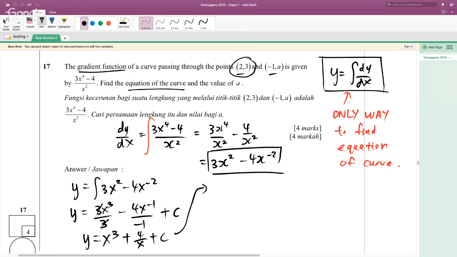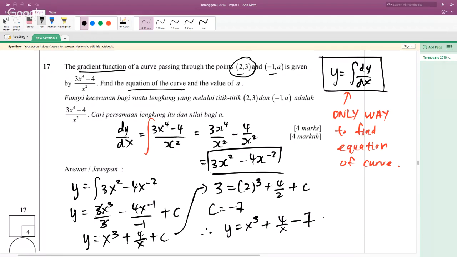All right, then I will try to substitute 2 and 3 into here. So 3 is y, x is 2. 4 over 2 plus c. So therefore, this one over here is 2, 8, 10. 10 plus c equals 3, so c will be negative 7. So therefore, my equation is y equals x cubed plus 4 over x minus 7.